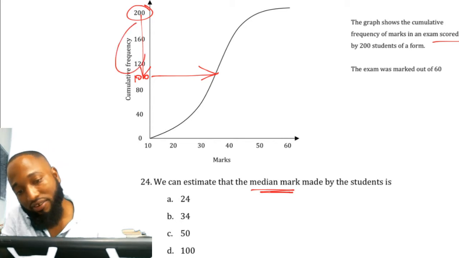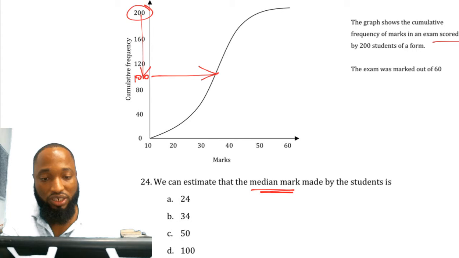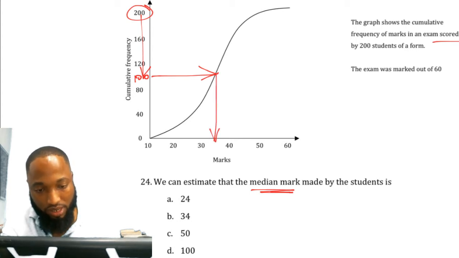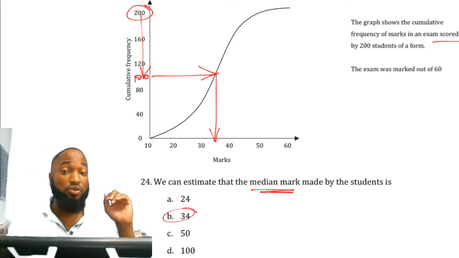What you're seeing here is frequency. What you're seeing here is mark. You want the mark. So you need to draw across that 100 and swing it down. And that looks like 35. I can take 34. So that's what you want to do for your exam.